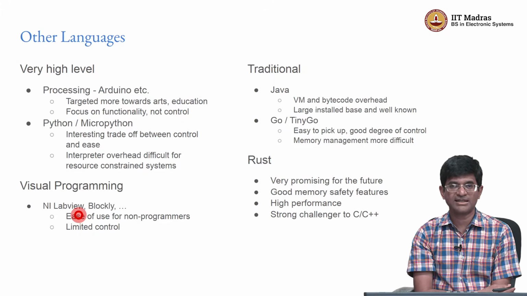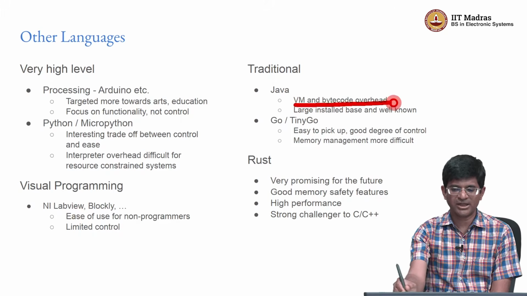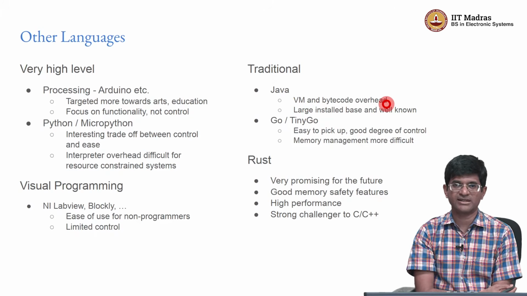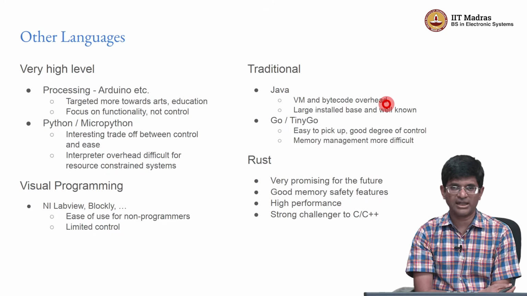There are the more traditional languages. Java has its place in embedded systems programming. One of the issues with it, of course, is that it typically requires the JVM, the Java virtual machine, and the corresponding bytecode, which has overhead associated with it. But it has a large installed user base, meaning that there are a large number of people who know how to write Java, and it's a well-known language, so it has found its applications in the context of embedded systems as well.